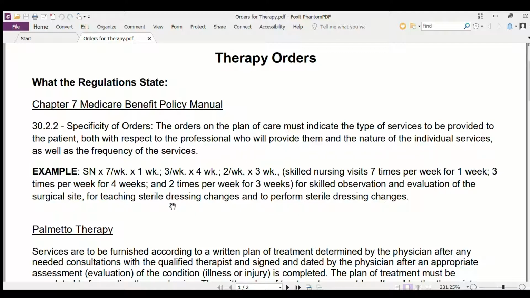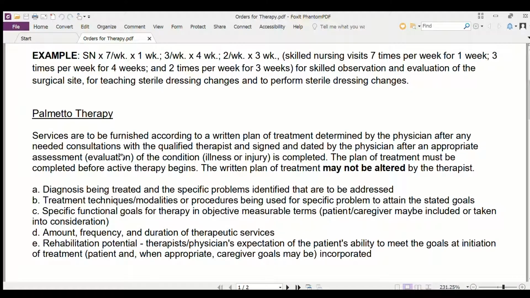So here's an example from the Benefit Manual that says skilled nursing 7 times for the week, for 1 week, 3 times a week, times 4 weeks, etc. Then it lists the type of interventions that are going to be performed. Palmetto is the intermediary between Medicare and the agencies in the southeast part of Florida.